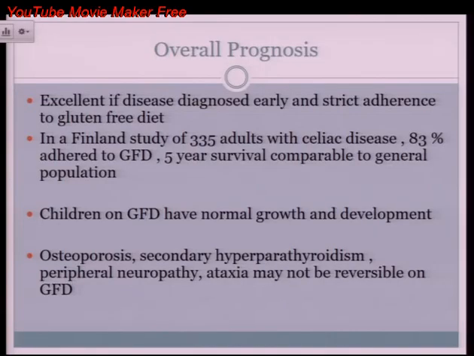So overall prognosis of celiac disease is excellent if it's diagnosed early and patients are on a strict gluten-free diet. Children who go on a gluten-free diet have normal growth and development. Osteoporosis, secondary hyperparathyroidism, peripheral neuropathy, and ataxia may not be reversible on a gluten-free diet. Osteopenia is reversible, but once it gets to osteoporosis, it's harder.